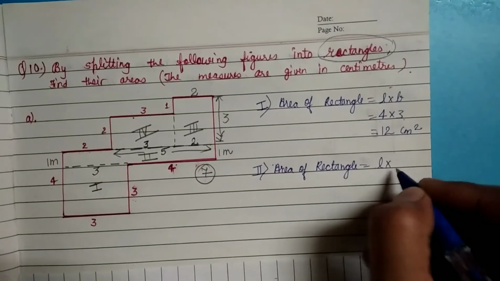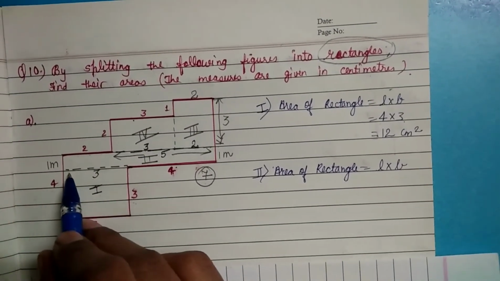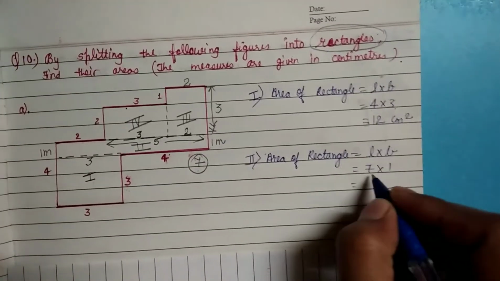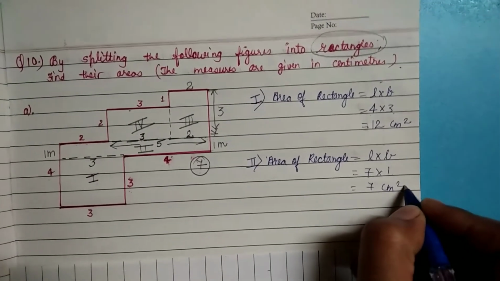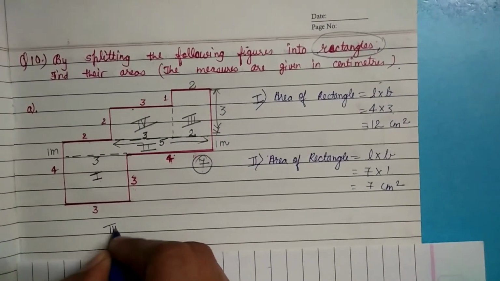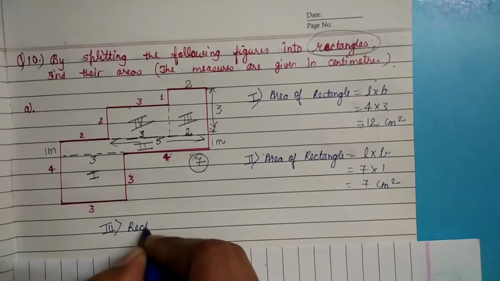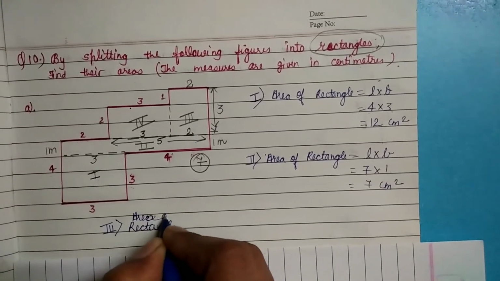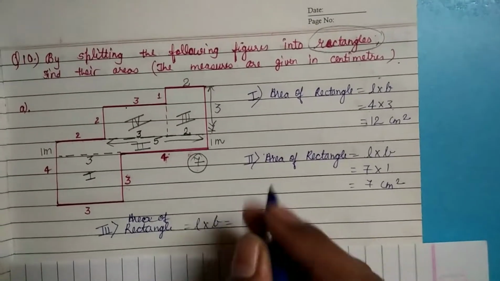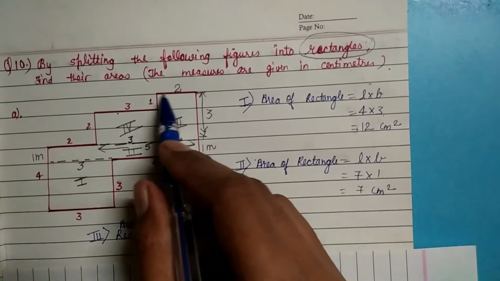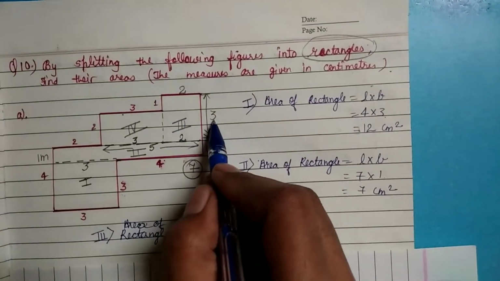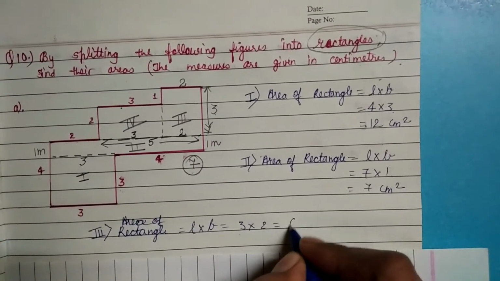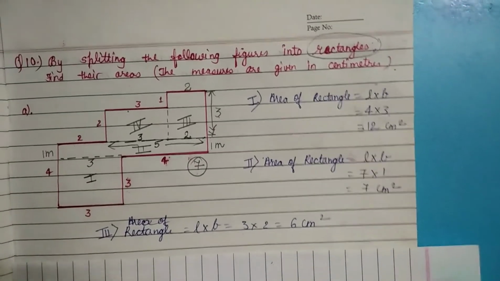Now we will see the second rectangle, where area is length into breadth. The second rectangle's length is 7 and the breadth is 1. So 7 times 1 is 7 centimeter square. Now we will see the third one. The area of a rectangle is length into breadth. In the third one, length is 3 and the breadth is 2. So 3 twos are 6 centimeter square.